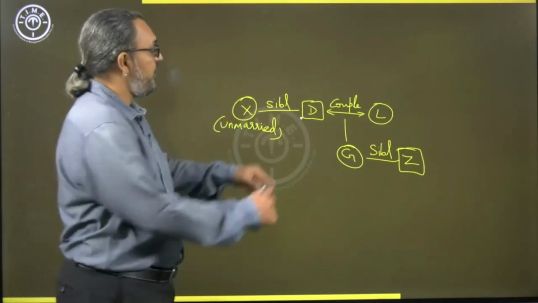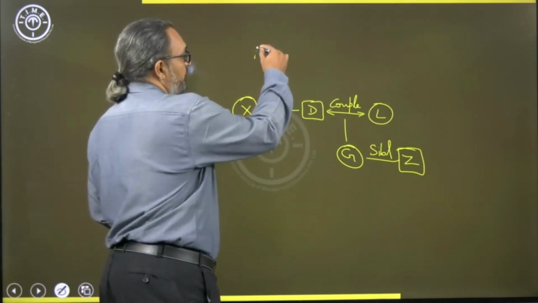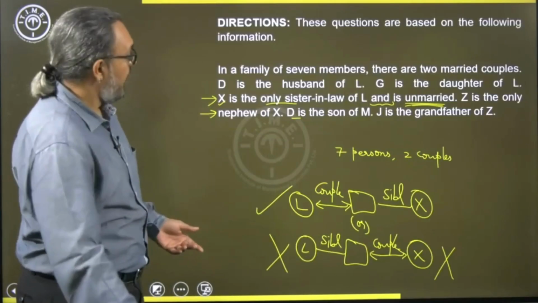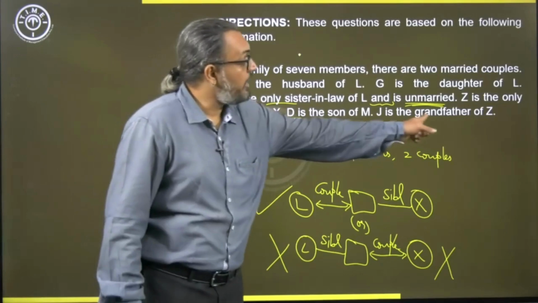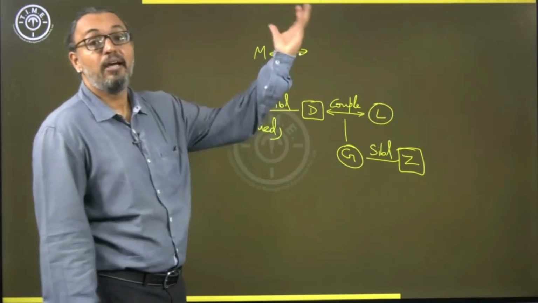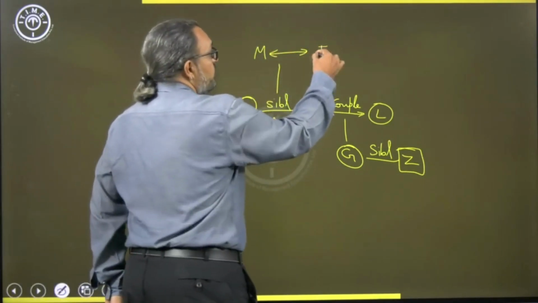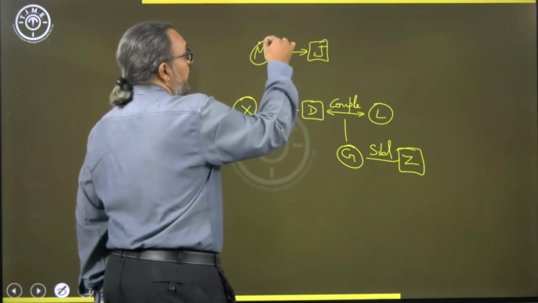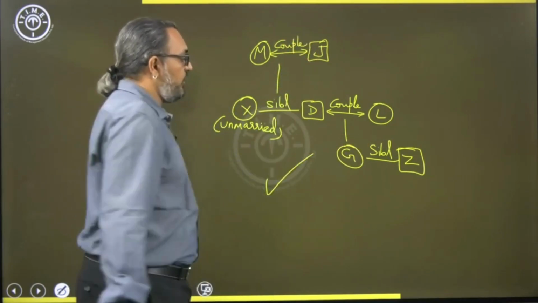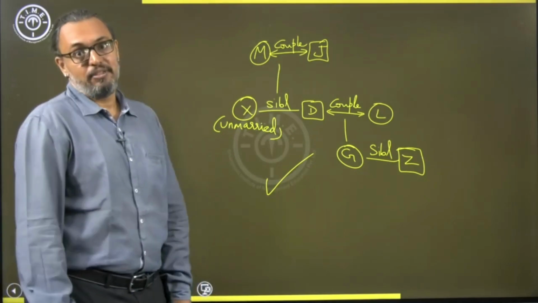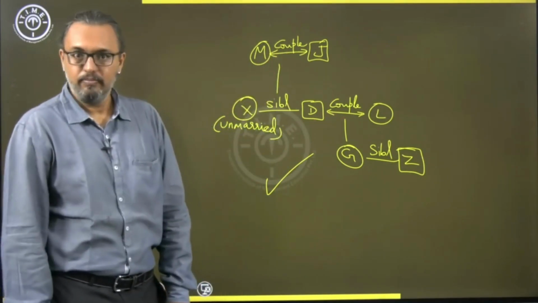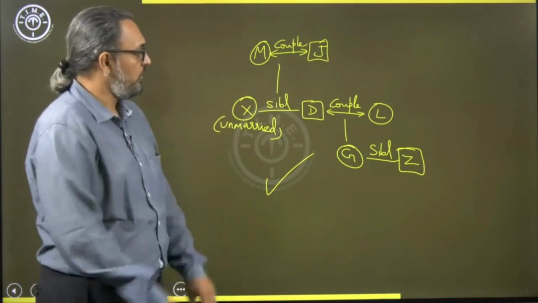So, we have D is a son to M. Because now we need one more couple. And one final thing is J is the grandfather of Z. So, Z is here, J should be a grandfather. So, J will be a husband to M. And that is how we can confirm our 7 members family with 2 couples. Got it? So, that is how we get this.